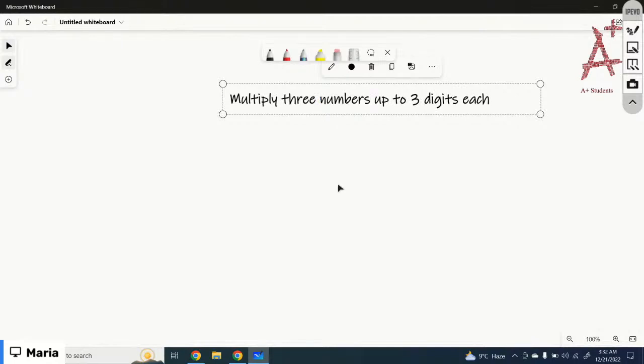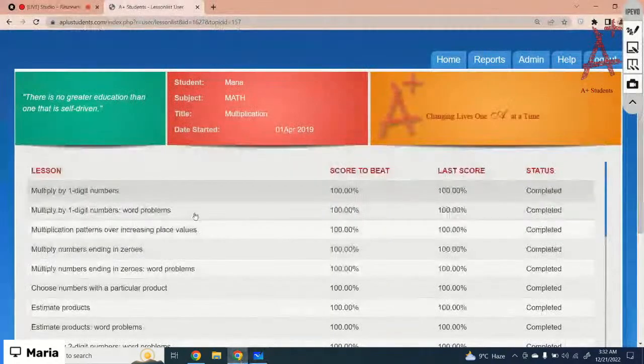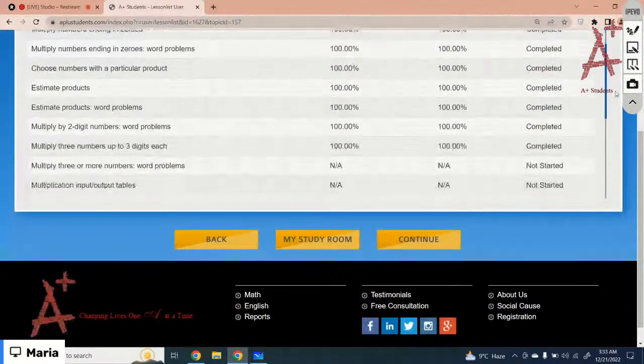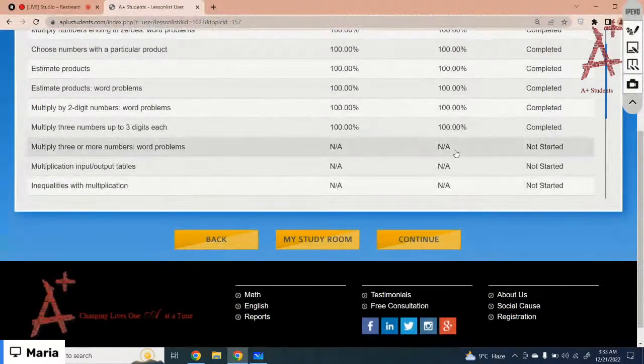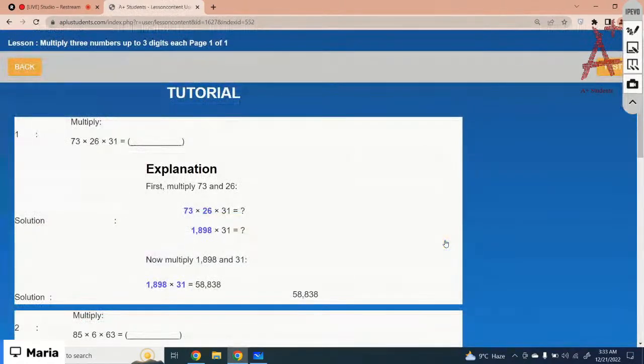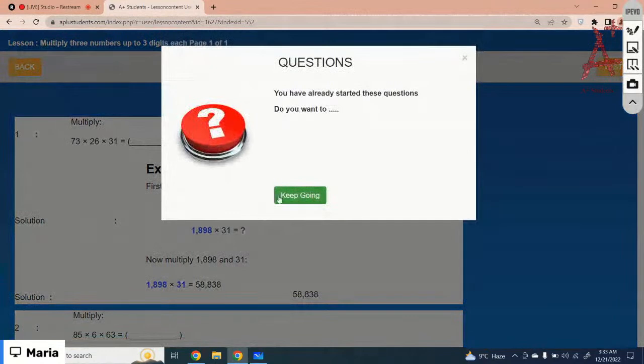Let's start with the examples. We are working on grade 5 maths. The chapter is multiplication. Here is the lesson, multiply three numbers up to three digits each. Got it? Okay. Let's start with the first example you have now. Let's start with the test questions because it is already solved.